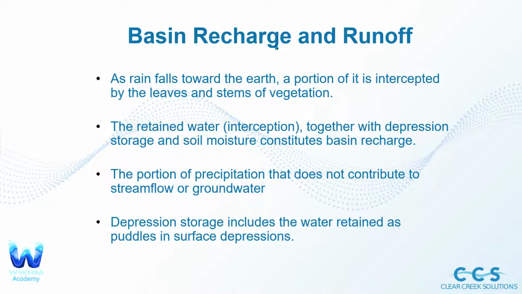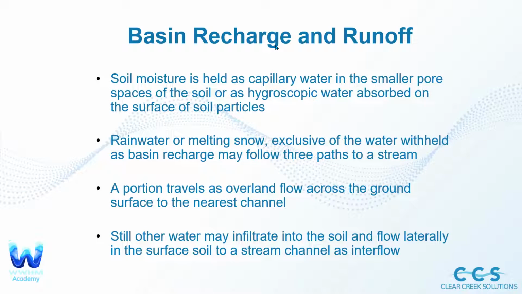So the portion of precipitation that does not contribute to the stream flow or the interflow is groundwater. And the depression storage includes the water retained as puddles and surface depression, so that's pretty self-explanatory. So when we're talking about precipitation, what doesn't act as stream flow or interflow is going to eventually go even deeper into the soil and become groundwater. So soil moisture is held as capillary water in the smaller pore spaces of the soil, or as hygroscopic water absorbed on the surface of soil particles.